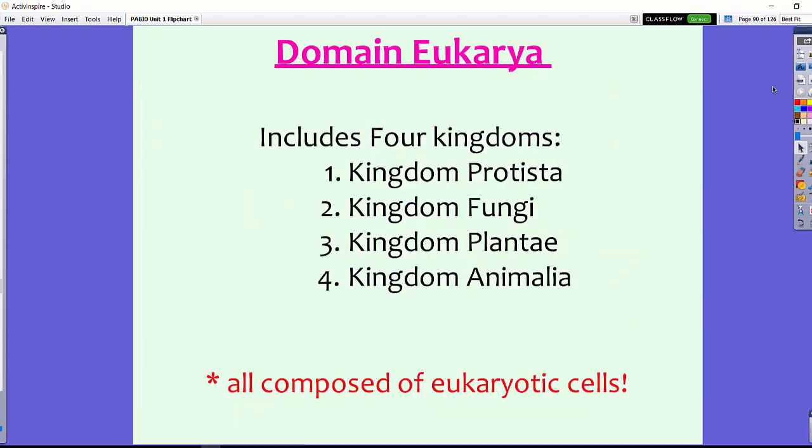Now, domain Eukarya has 4 different kingdoms within it, and all these kingdoms are eukaryotic cells. So they all have a nucleus within their cells. So this is where that split comes from the other 2 domains. So as we mentioned, domain bacteria and Archaea, they are prokaryotic cells. Domain Eukarya, these are all eukaryotic cells. So these 4 kingdoms contain eukaryotic cells. So let's take a look at what makes this domain different from the other 2.